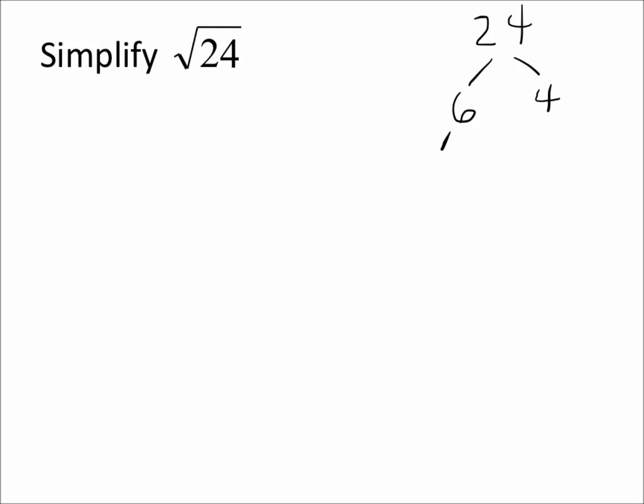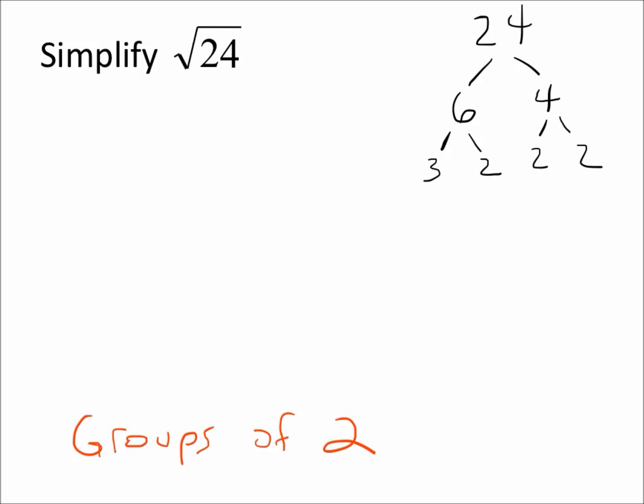And 6 is 3 times 2. And 4 is 2 times 2. And I can't go any further with that. With a square root, what I need to be able to do is come up with groups of 2. Let's write that down here at the bottom. Groups of 2. And so they have to be the same. Like, for example, here's a group of 2.